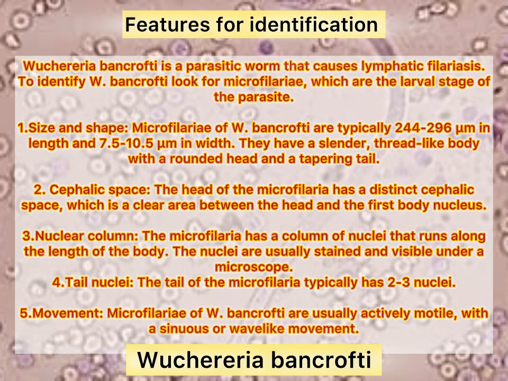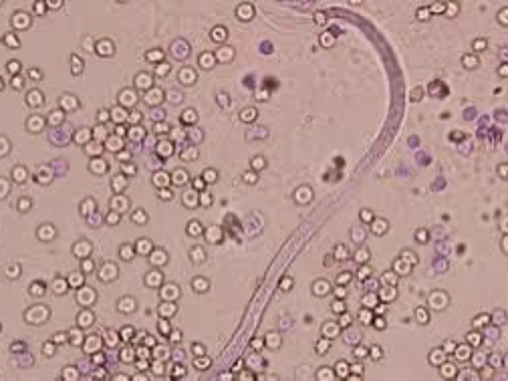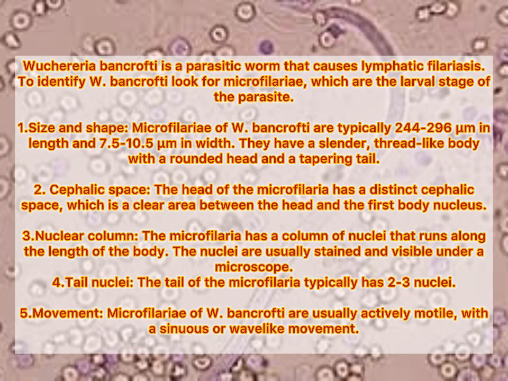2. The cephalic space. The head of the microfilaria has a distinct cephalic space, which is a clear area between the head and the first body nucleus. 3. The nuclear column. The microfilaria has a column of nuclei that runs along the length of the body. The nuclei are usually stained and visible under a microscope. 4. The tail nuclei. The tail of the microfilaria typically has 2 to 3 nuclei.